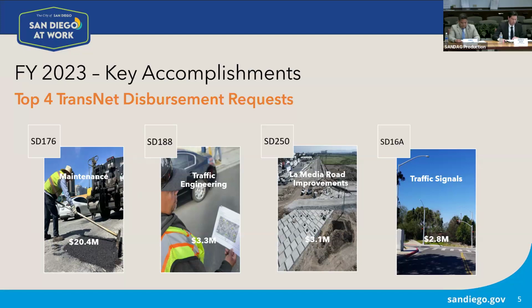of the total disbursement. Followed by SD 250, the La Media Road improvements, which was valued at 3.1 million, or 6.7% of the disbursement. Followed by SD 16A, traffic signals, with 2.6 million, or 6% of the disbursement.